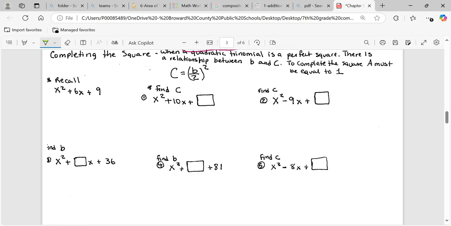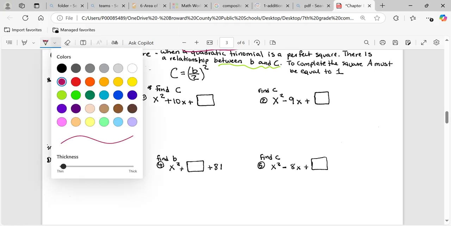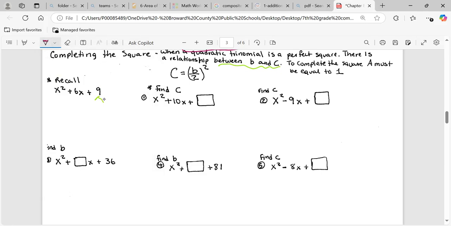All right, the first part is let's complete it. If you have a quadratic trinomial that is a perfect square, there is a relationship between the b and the c. Let's recall: if you have a quadratic trinomial and you want to check if it's a perfect square, you check the last term, which in this case is a perfect square.